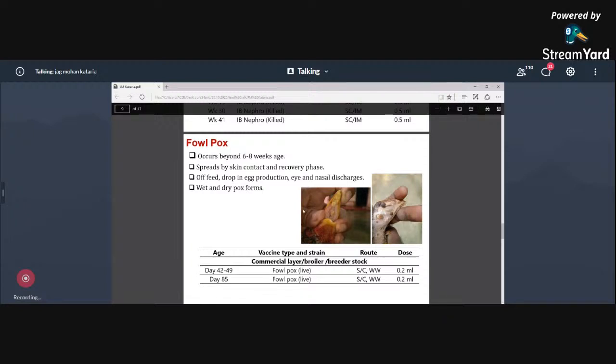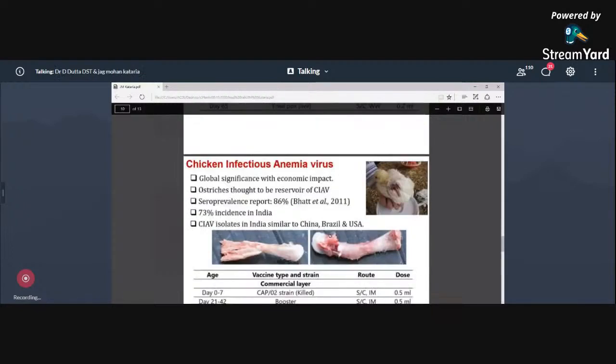And the vaccine that we are using is a good vaccine. It is giving good protection, but now new technology has come up for pox also, where we can give pox with avian encephalomyelitis. That is being tried in some countries, but not in ours. Next slide, please. Yeah, expedite.